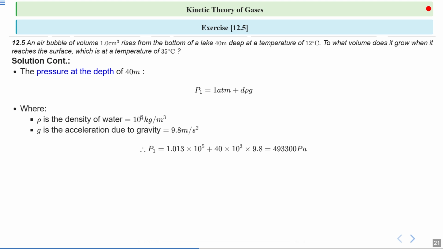So just substitute these values into our equation. We find that P1 is equal to 1.013 into 10 raised to the power 5 plus 40 into 10 raised to the power 3 into 9.8. Solving this, you will get 493300 Pascal. This gives us the pressure at the depth of 40 meters.